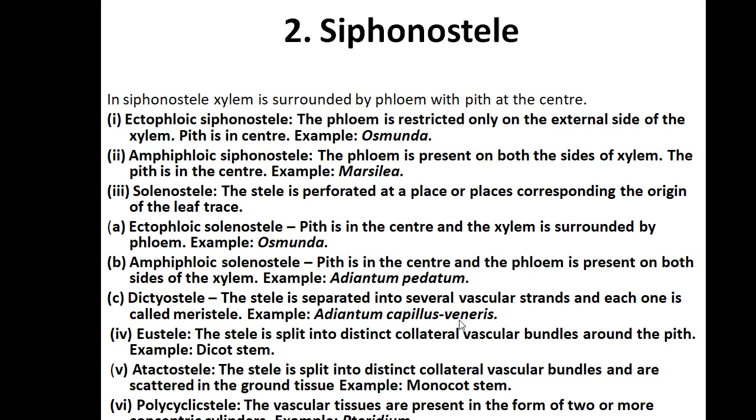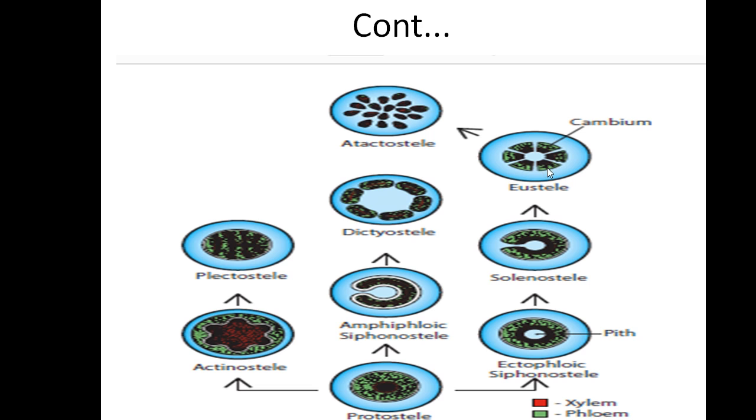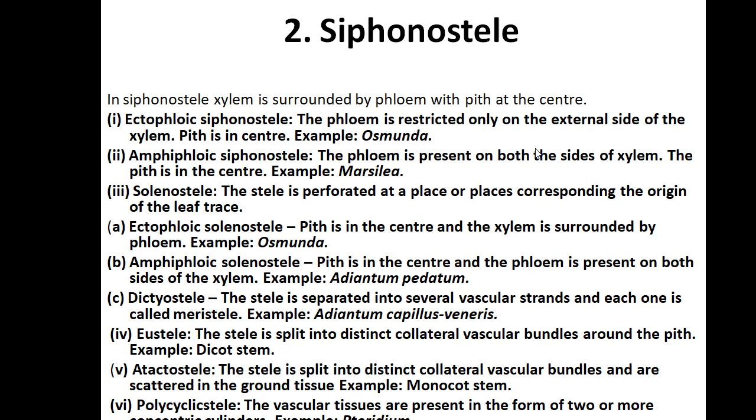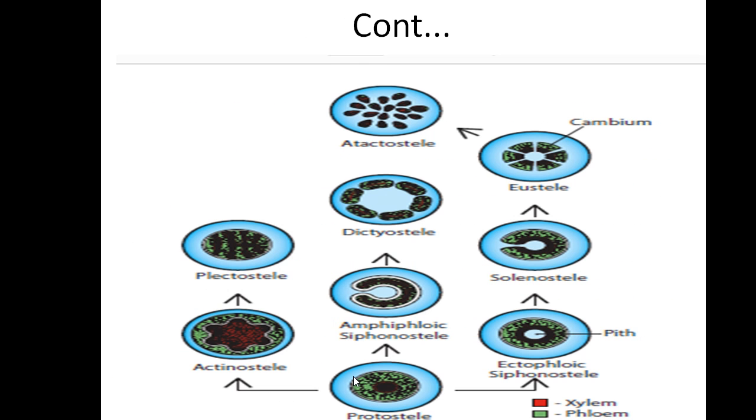And solenostele is perforated at the place corresponding to the origin of the leaf. In this, ectophloic solenostele, amphiphloic solenostele, and dictyostele are there. And usually the stele is split into distinct collateral vascular bundles around the pith. Collateral means it is separated. So it is split into distinct collateral vascular bundles around the pith, example dicot stem. Atactostele has distinct collateral vascular bundles scattered in the ground tissue. So this is atactostele, which is distinctly separated and scattered, along with the vascular bundles.